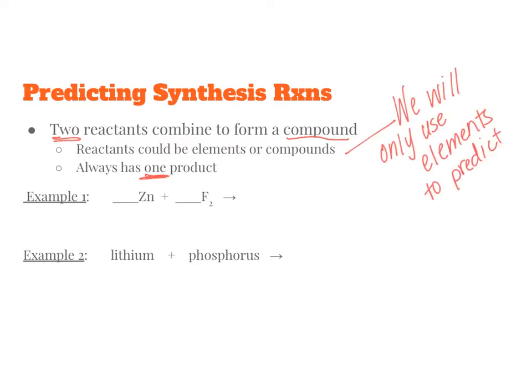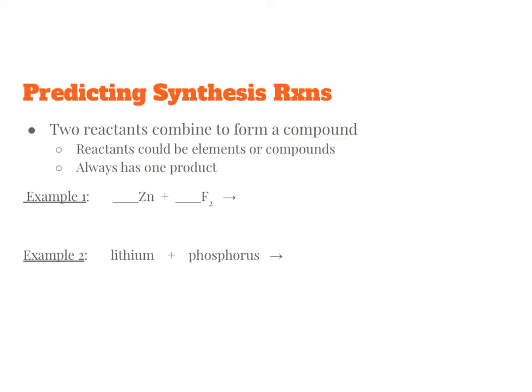All right, and to keep it simple for us, we are only going to be using elements to predict. So if you see 2 elements in the reactants, it is going to be a synthesis reaction, and we're going to create one product from those 2 elements. For a lot of these, you're probably going to have a metal and a non-metal, and you should know at this point that means that you are going to be creating an ionic compound. Now, with ionic compounds, remember that you have to think about charges before you just shove the element symbols together.